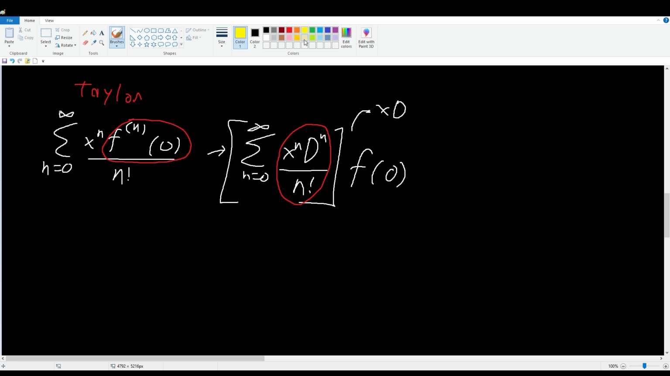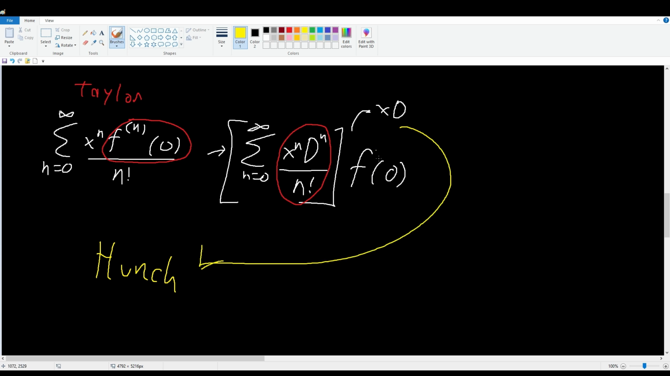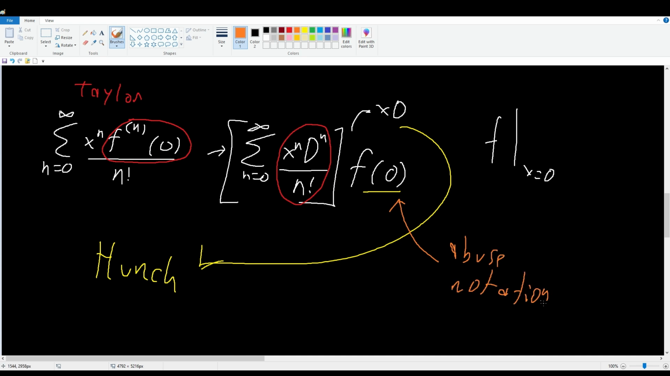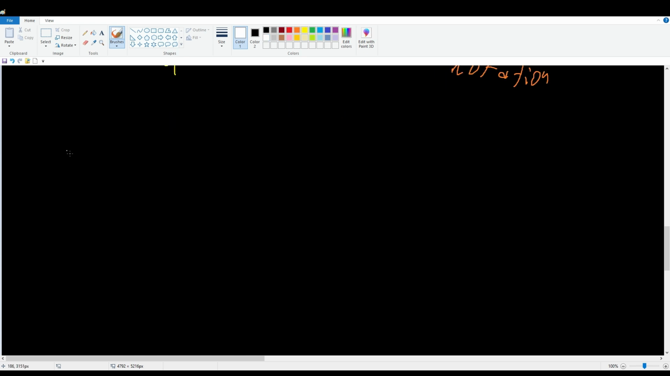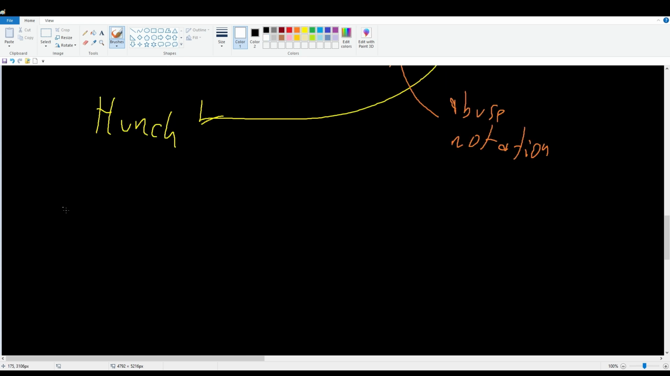So I have a hunch, and I'm willing to bet that as long as this is operating on f of 0, not the derivative of f of 0, but operating on the function evaluated at 0. So this is more like f evaluated at x equals 0, but just ignore this, that's just my abusive notation. That the Taylor series can be expressed as an exponential.